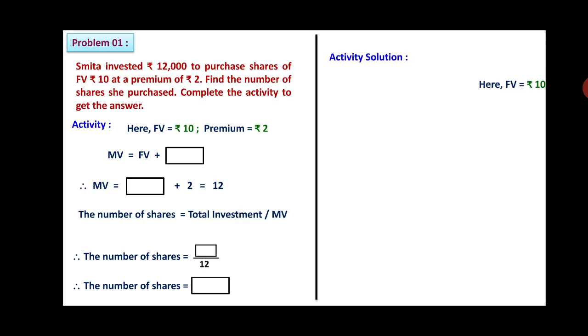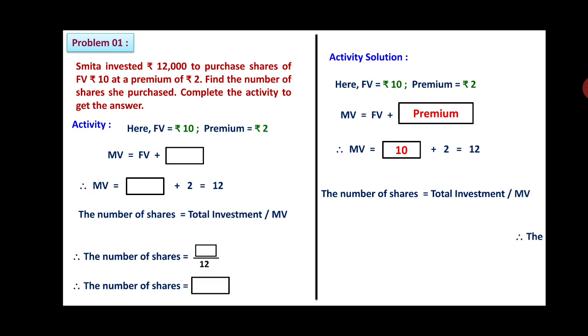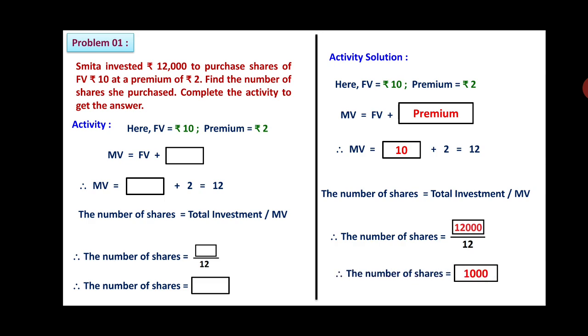Friends, now here the face value is 10, premium is rupees 2. Therefore the market value will be equal to face value plus premium, that is shown in red color. Therefore market value is equal to 10, it will come in the box, plus 2 is equal to 12. Therefore the number of shares is equal to total investment divided by market value. So the number of shares is equal to 12,000, the total investment, upon 12. Therefore the number of shares is equal to 1000.